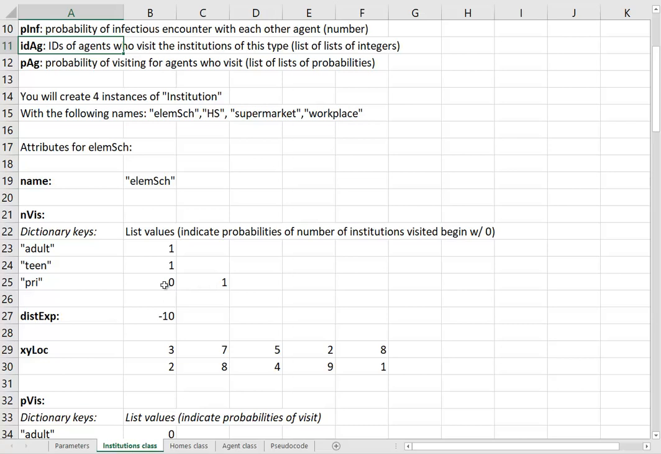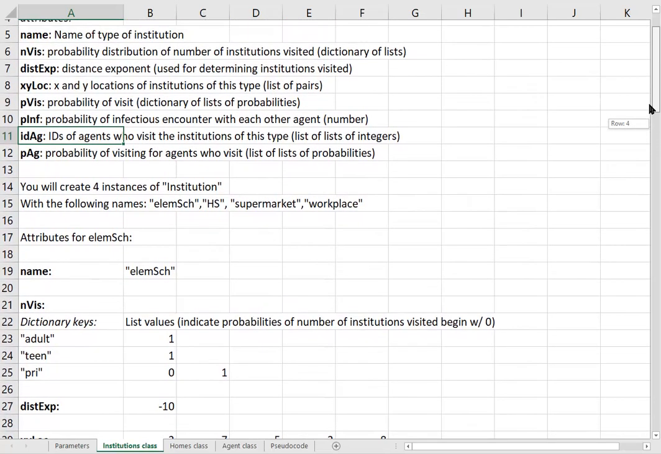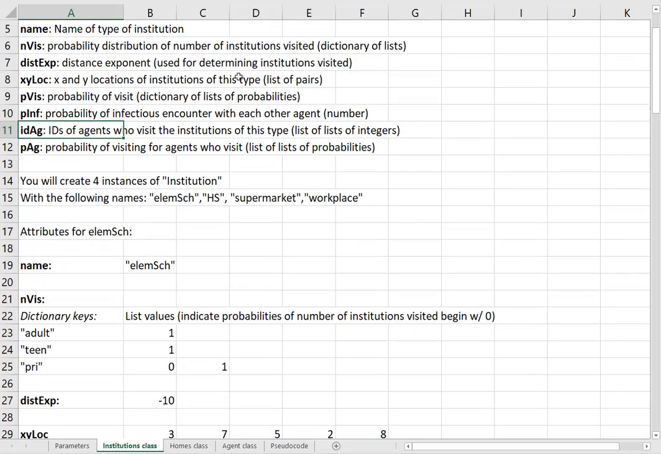All right. Here's the distance exponent. That's going to be minus 10. So that's an attribute that you can initialize like this. These are the XY locations of the elementary schools, and this is in a 10 by 10 radius. So you can see these are all between 0 and 10. So, as it says up here, you're going to enter this as a 2 by n NumPy array. Actually, it says here, I'm going to change that. That's not a list of pairs. That's going to be a 2 by n NumPy array.